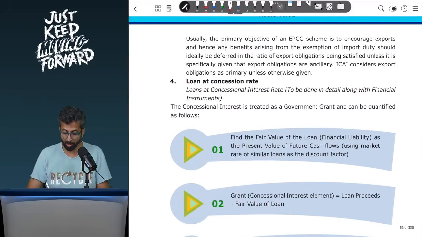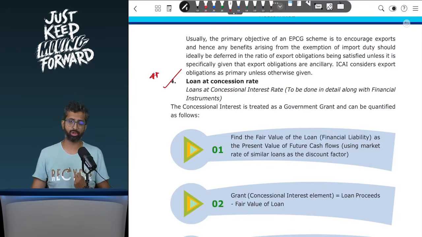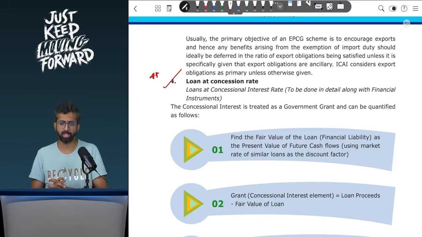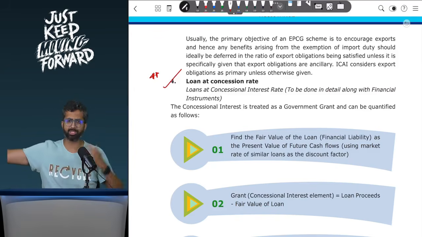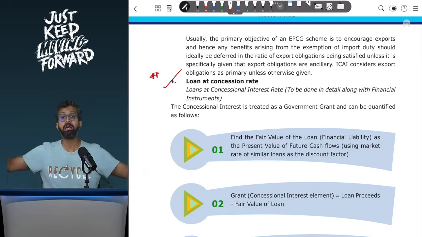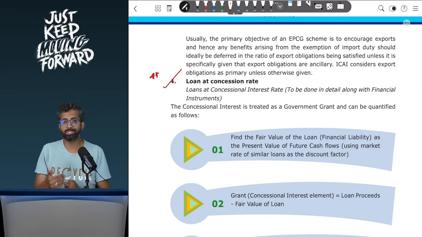Now point 4, I would say, is arguably the most important part of the standard, where you have loans at concessional rates. Now this is where Ind AS 20 has an interplay with Ind AS 109, where you have a loan taken from the government which is a financial liability, and as per Ind AS 109, financial liabilities have to be initially recorded at fair value if they are off the market. Now if the government has given you a loan at a concessional rate, like the market rate of interest is 10%, the government has given you a loan at 0% interest, in which case these are loans which are taken off the market, and as a result you will record the loan at fair value.